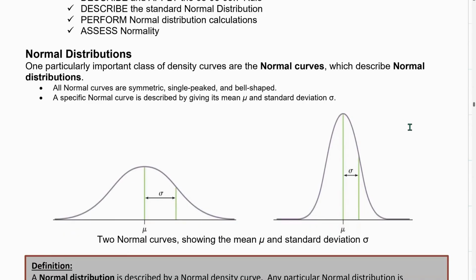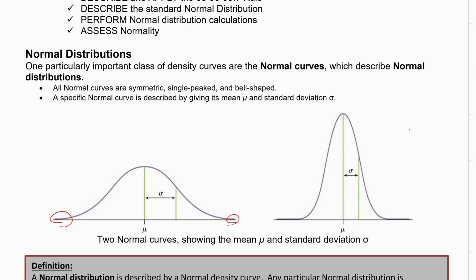Normal distributions have a particular shape. They are bell-shaped. They have asymptotic behavior towards the axes. These ends just get closer and closer and closer to the horizontal axis. They are single-peaked. They are symmetric, which means that the mean and the median fall in the same place, which is dead center in the middle of the distribution.